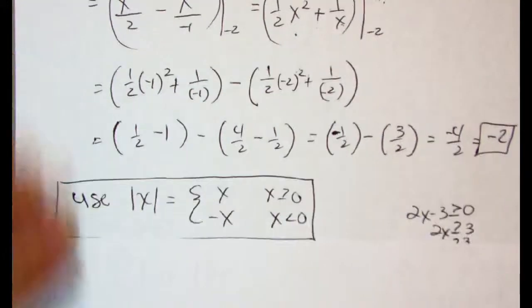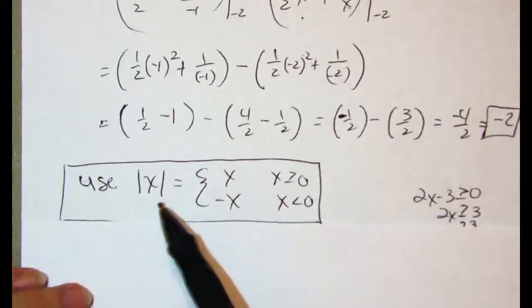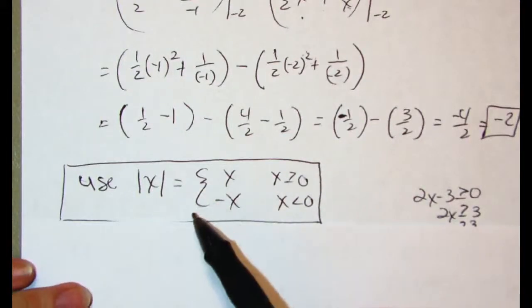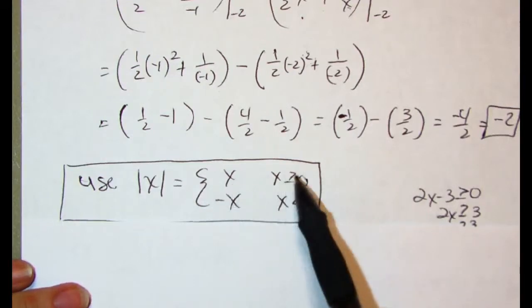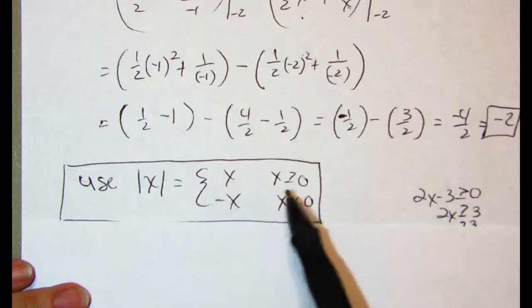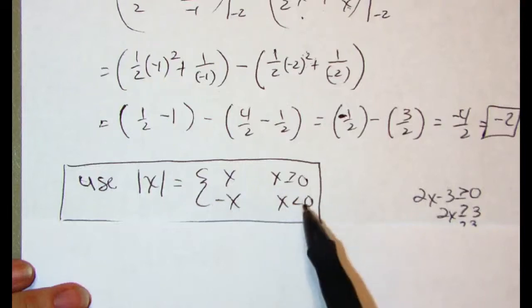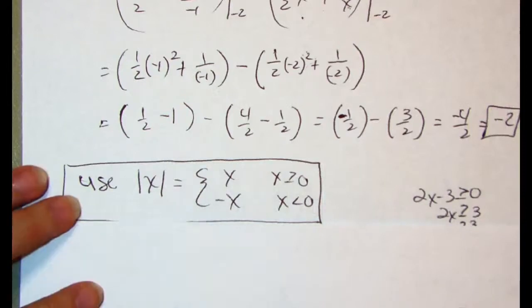Now, for absolute value, it is actually a piecewise function. The absolute value of x is actually x when x is greater than or equal to 0, and it's the opposite of x whenever x is less than 0. That's actually the true definition of the absolute value of x.